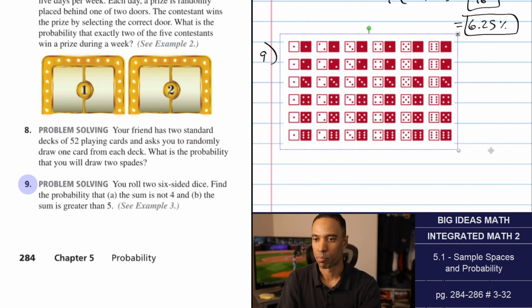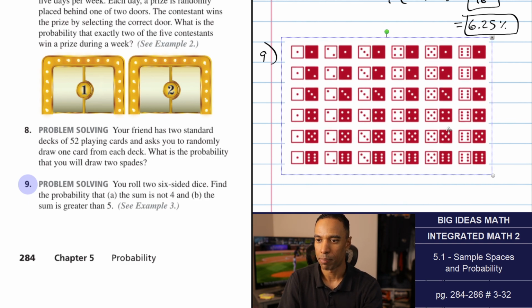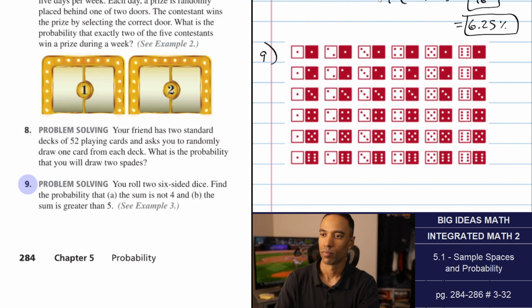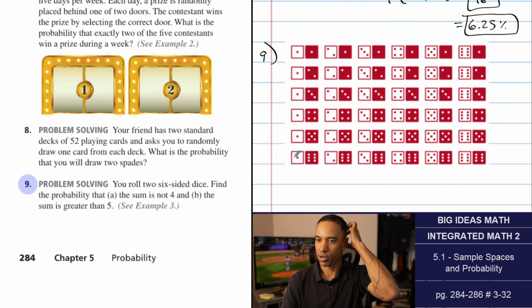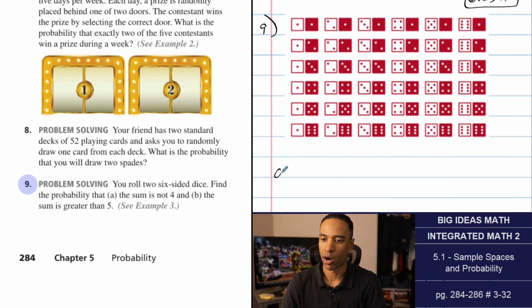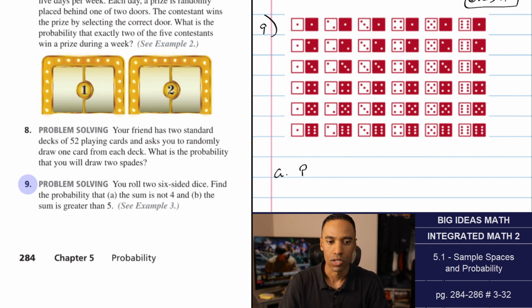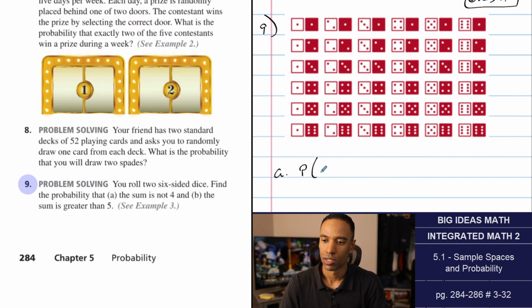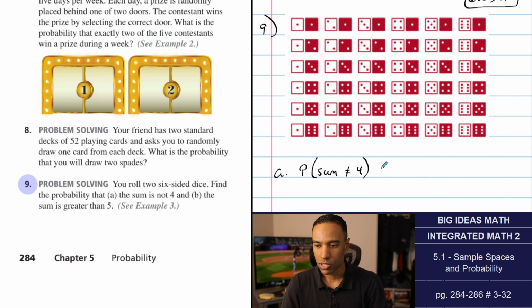And there are 2 parts. There's a part A and a part B. So with this one copied down, we can refer to it. You could write them out, but there are 36 of them. So for part A, probability of sum is not 4. Let's instead do 1 minus the probability that the sum is 4.